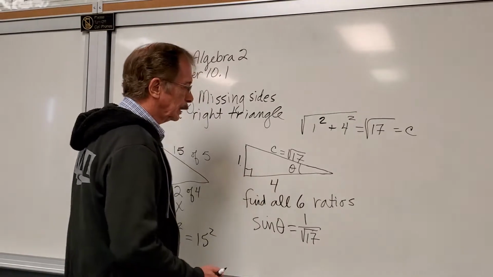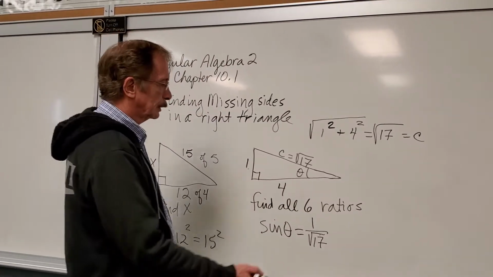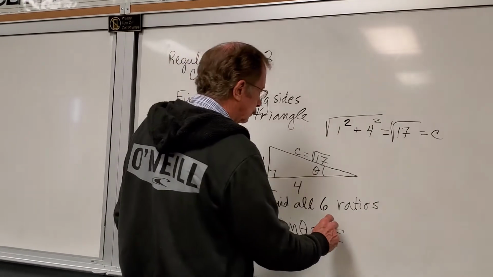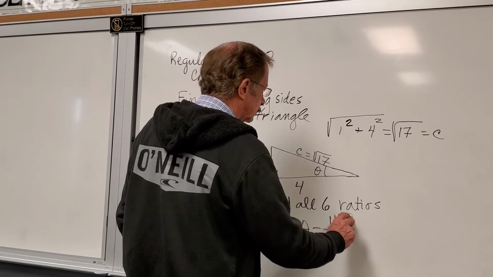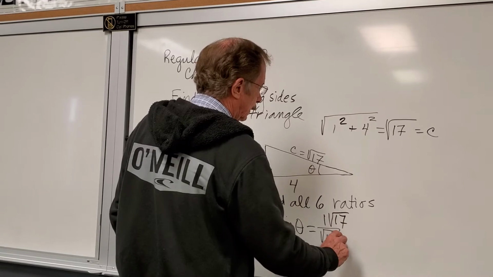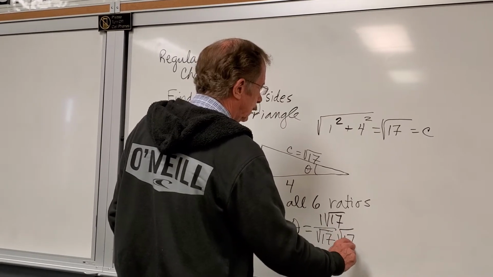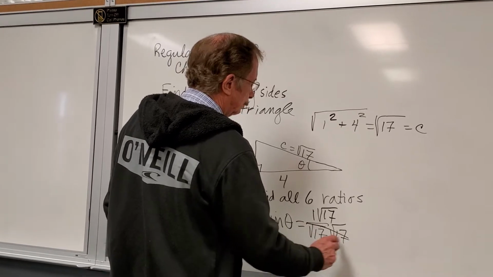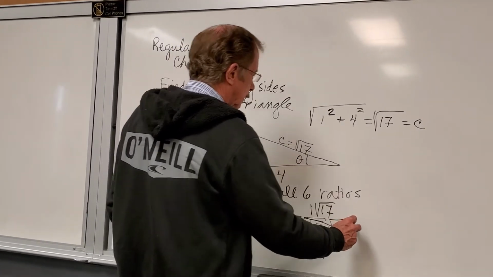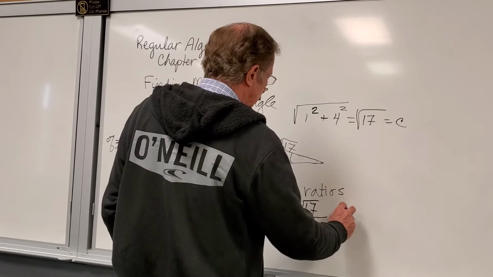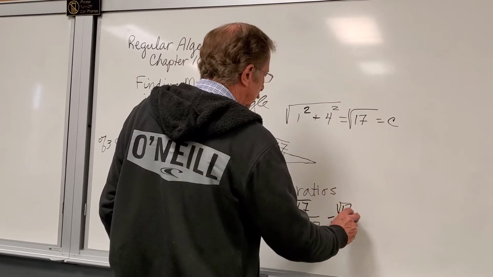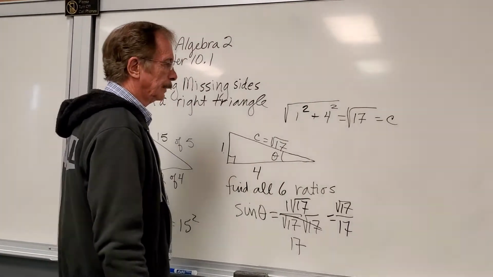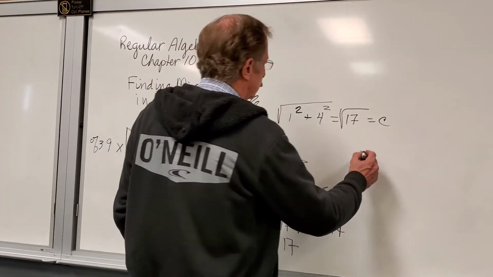Now earlier in the year I taught you to rationalize the denominator when there was a radical down here, so I'm going to put square root of 17 here and square root of 17 here. These multiplied together gives you 17. And so it turns out that our final answer is going to be square root of 17 over 17 for the sine of theta. So what if I want to write the cosine of theta?